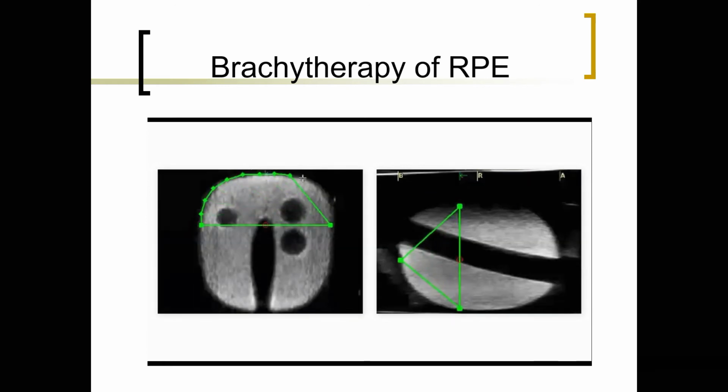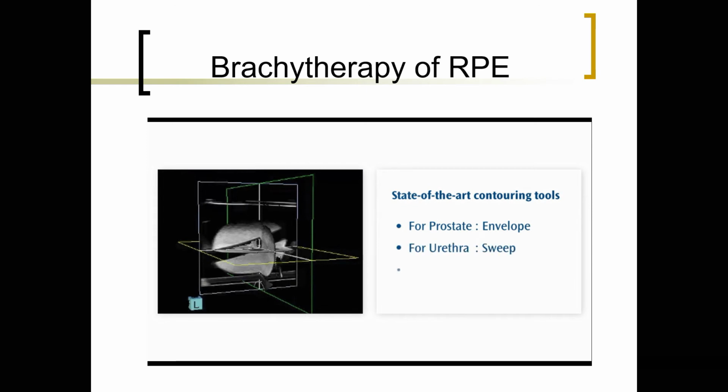State-of-the-art contouring tools make contouring of the prostate and surrounding tissue very easy, accurate, and fast. Examples are the envelope to contour the prostate and the sweep to contour the urethra. When contouring is finished, you are ready for treatment planning.